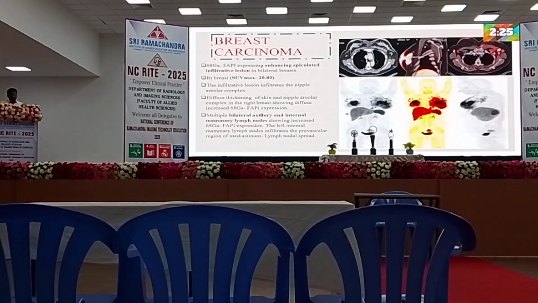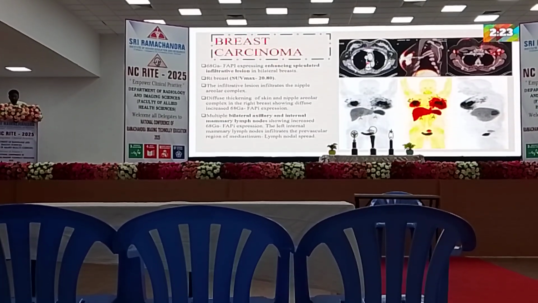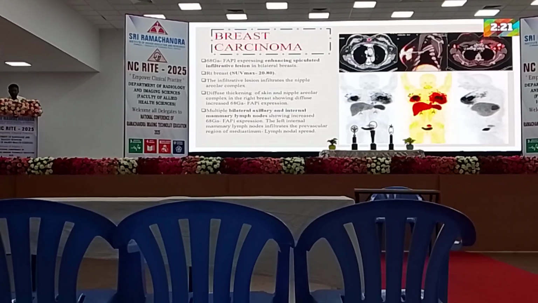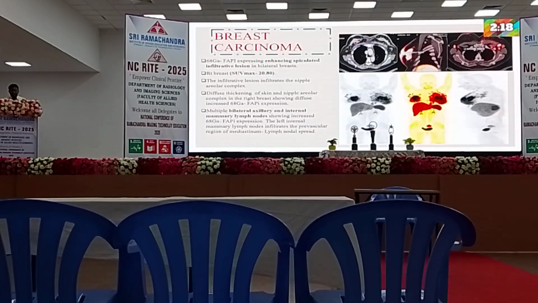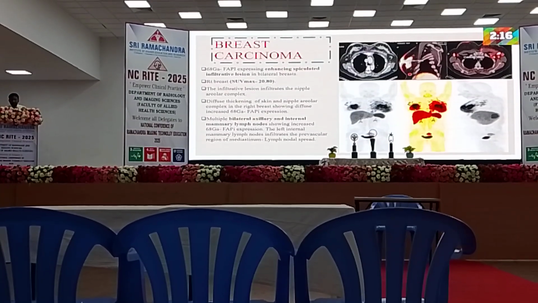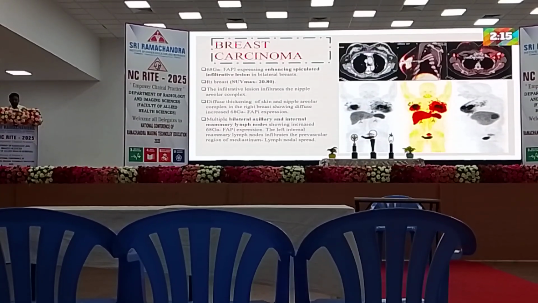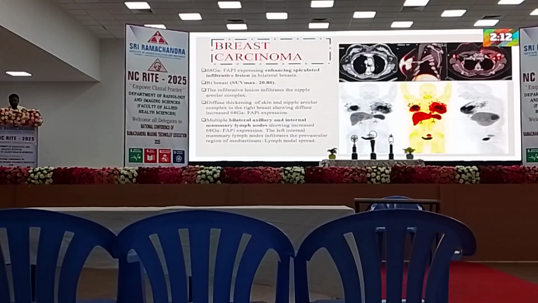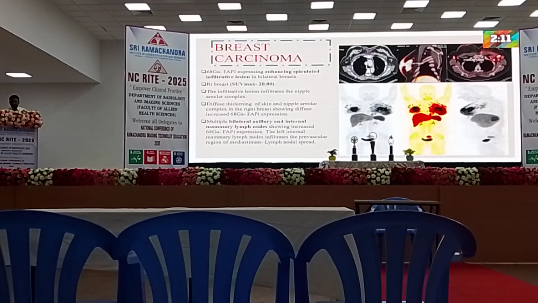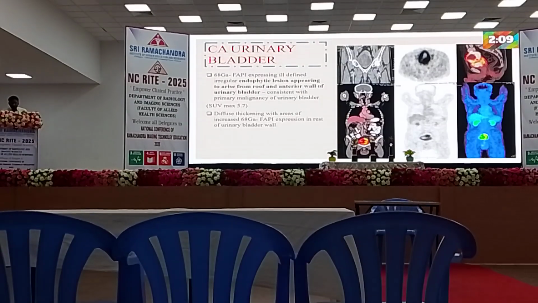Moving to the next case, which is a breast carcinoma. See, there are spiculated infiltrative lesions present in the bilateral breasts. The right breast shows an SUV max value of about 20.80. Here there is an infiltrative lesion which infiltrates the nipple-areolar complex. Comparatively, you can see multiple lymph nodes present in both the axillary and internal mammary nodes.